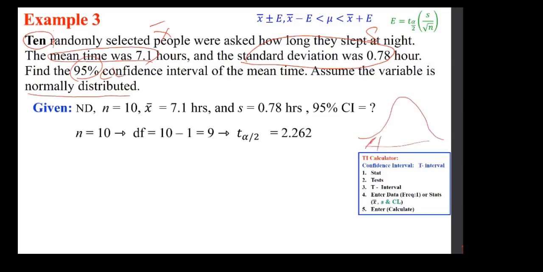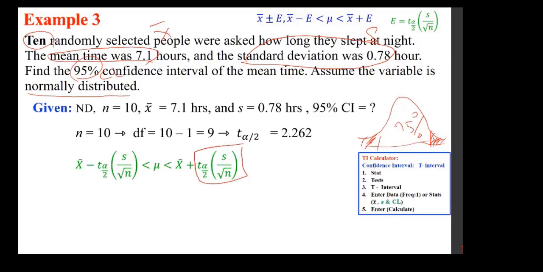Again, those are the tails, and this is 95%. You calculate the E, which is t alpha over 2 times s over square root of n, or you can write it in this fashion. This is another way of writing it. Instead of calculating the E only, you can do all of it in the same shot, and then subtract from x bar, add to x bar.